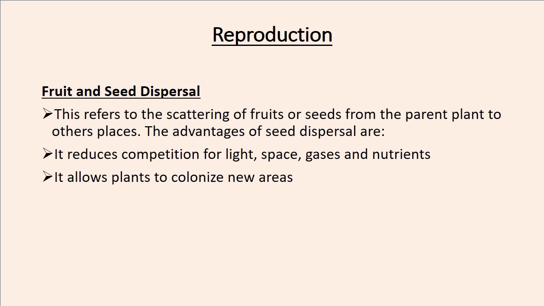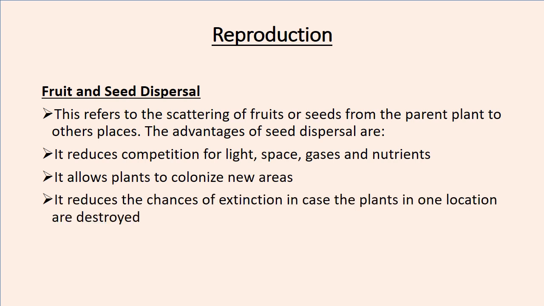It allows plants to colonize new areas. If a given plant is not in a certain area, and its seeds can be scattered to those new areas, then that plant can colonize that area. It also reduces the chances of extinction in case the plants in one location are destroyed.